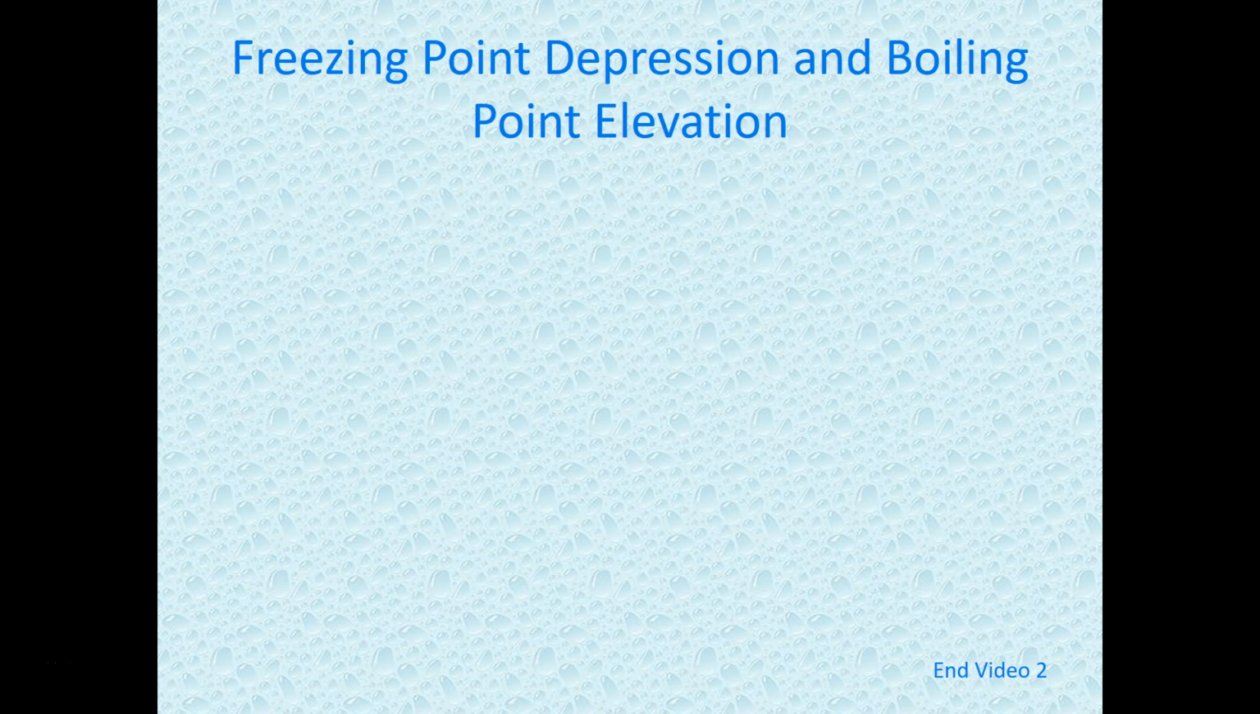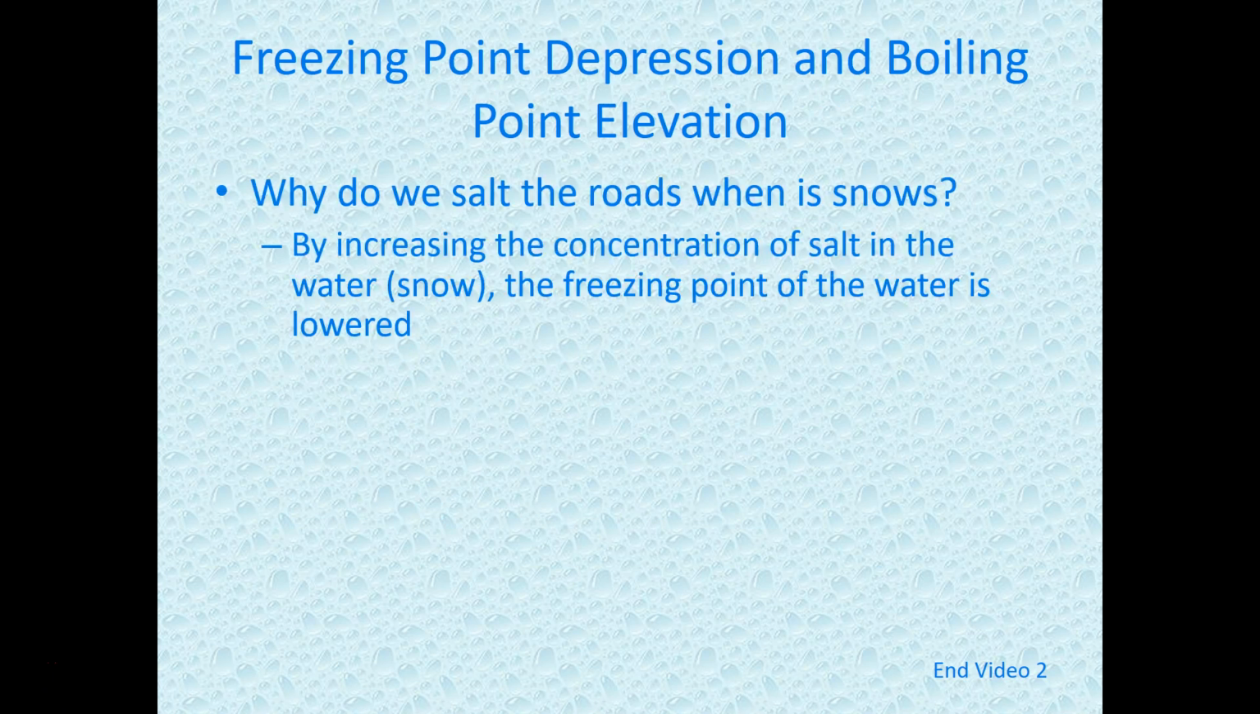Let's talk a little bit more about freezing point depression and boiling point elevation. So why do we salt the roads when it snows? Well, by increasing the concentration of salt in the water, the freezing point of water is lowered. So you know that water normally freezes at 0 degrees Celsius, 32 degrees Fahrenheit. But by adding salt, that means it's going to freeze at a lower temperature, below 32 degrees Fahrenheit, which means it prevents ice from forming on our roads because it has to be a colder temperature outside in order for it to freeze.